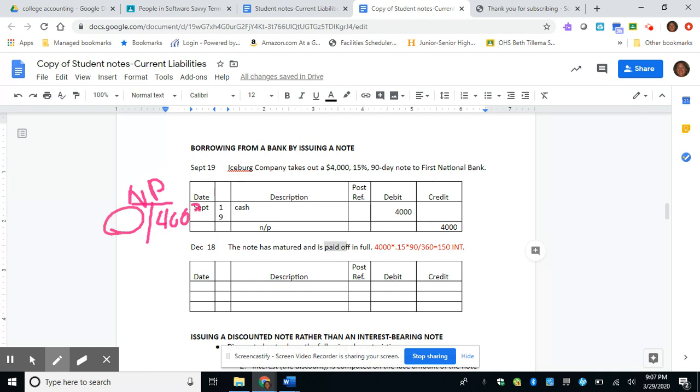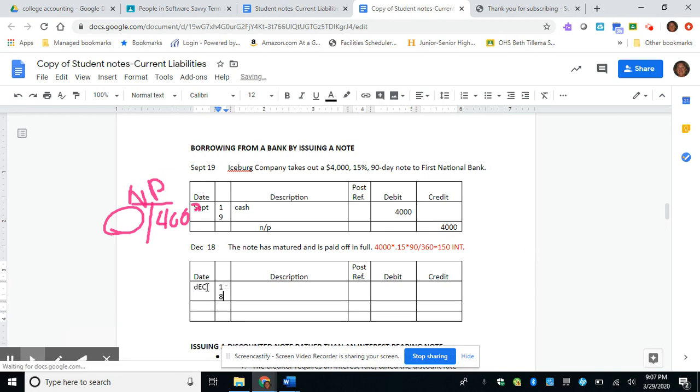To clear that, we need to debit it. So I'm going to go over here, and on December 18th, I am going to clear my notes payable of $4,000 because I paid it off. And I know I am paying off cash, but since there was interest charged, it's always going to be more than the amount of the note. So I have to take the amount of the note plus the interest, which is $4,150.